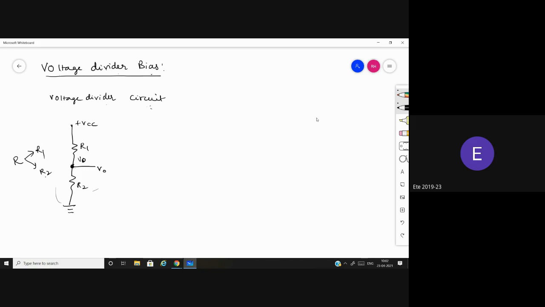So now, on seeing this circuit, can you tell me whether R1 and R2 are in series or in parallel? Parallel, sir.